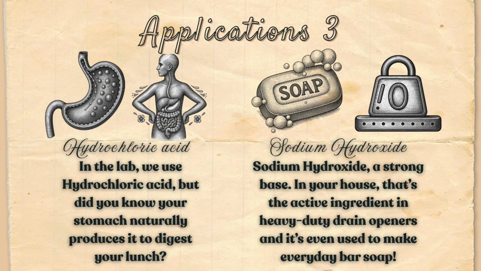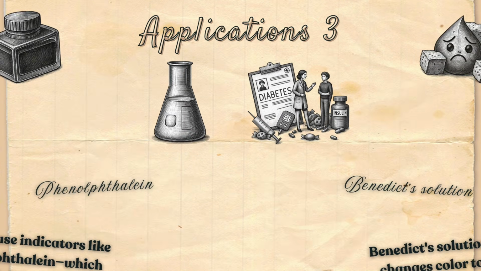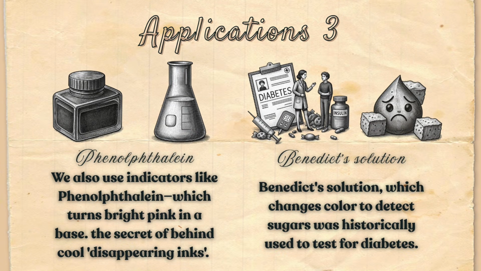In the lab, we use hydrochloric acid, but did you know your stomach naturally produces it to digest your lunch? We also use sodium hydroxide, a strong base. In your house, that's the active ingredient in heavy-duty drain openers, and it's even used to make everyday bar soap. We also use indicators like phenolphthalein, which turns bright pink in a base, the secret behind disappearing inks. Benedict solution, which changes color to detect sugars, was historically used to test for diabetes.